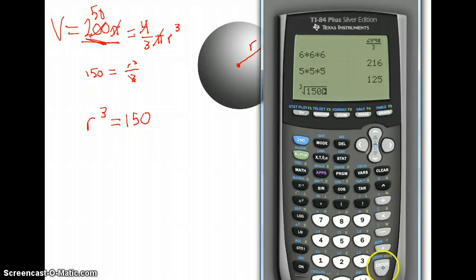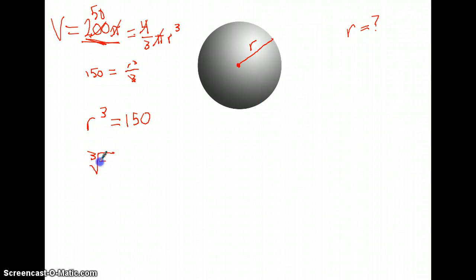And actually, you know what? Cube root of 150 is as nice as we can get it. Cube root of 150 is sort of the exact answer for r.